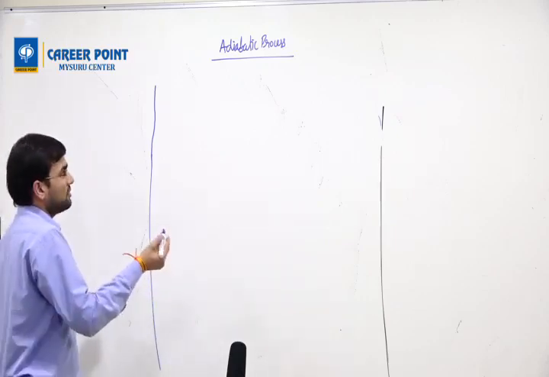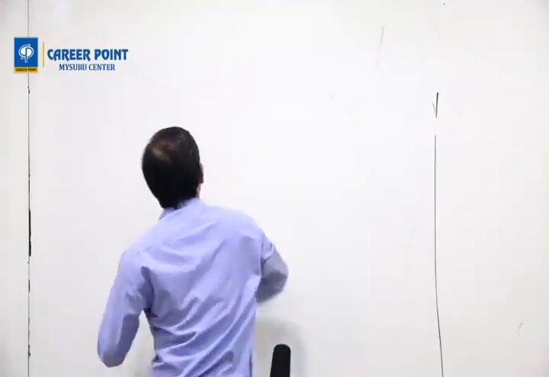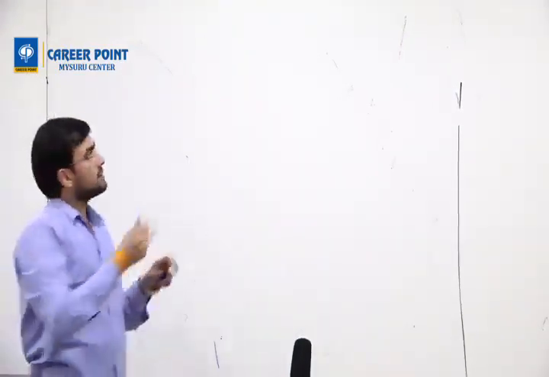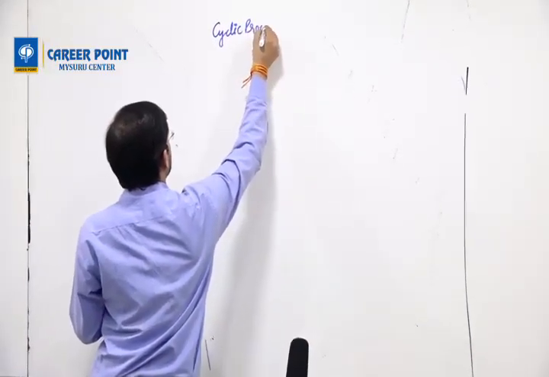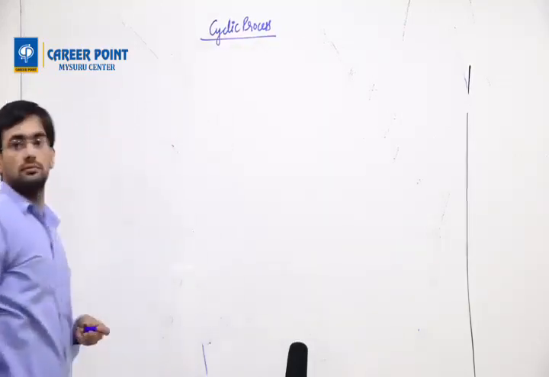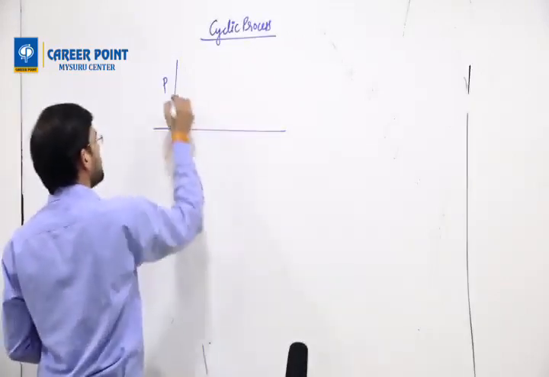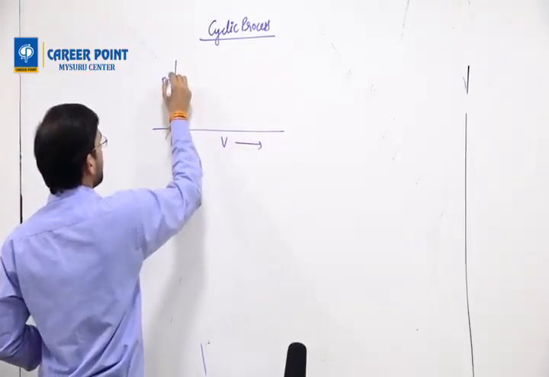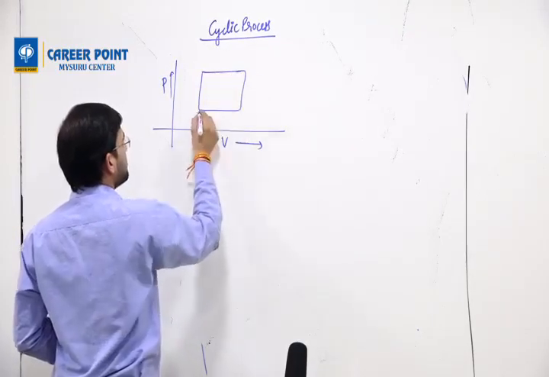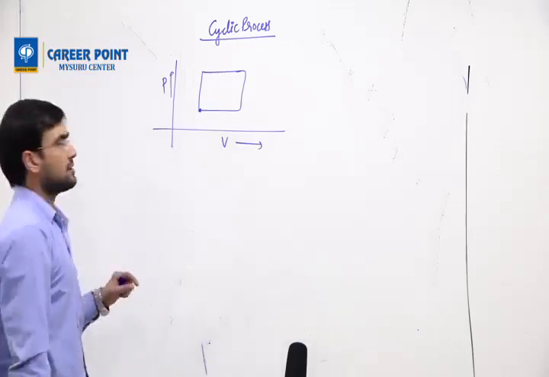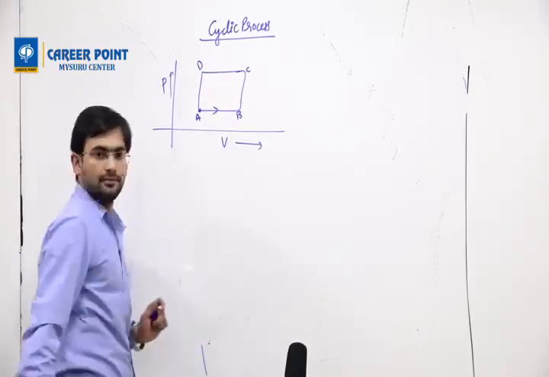Now we have some laws out there. After the adiabatic process, one more we do, which is known as the cyclic process. Now the cyclic process is something like this. If you have pressure and volume data on a graph, and a complete cycle is there, let's say I start from here, this is A, B, C, D. So I went from A to B.